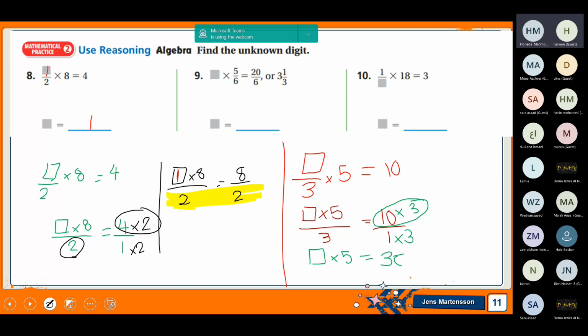30. Now what is the number that you multiply by 5 that gives you 30? 6. Good job. So the unknown number here is 6. Okay, teacher, now I understand it. Write two examples, please, in order to understand more.